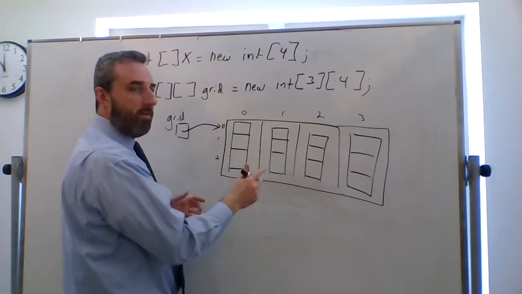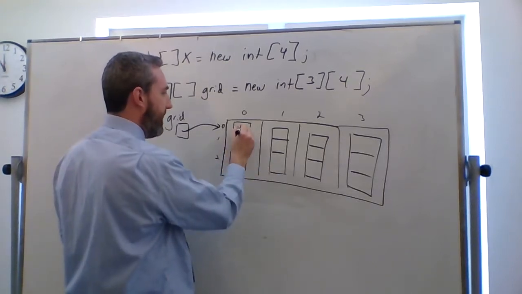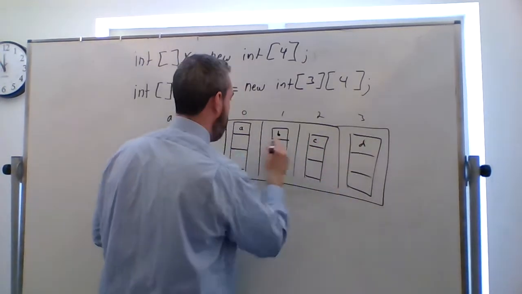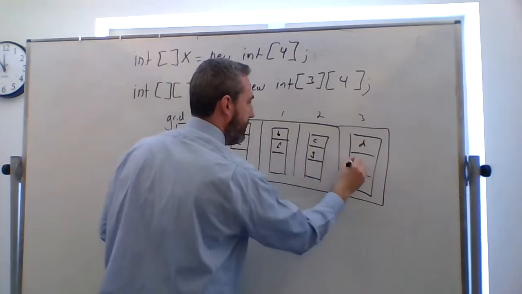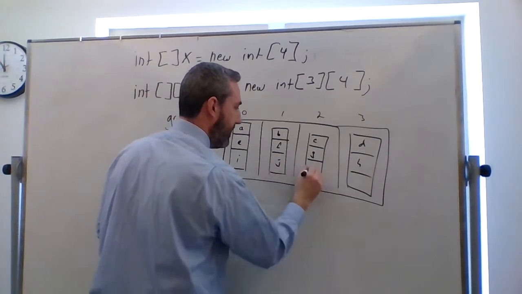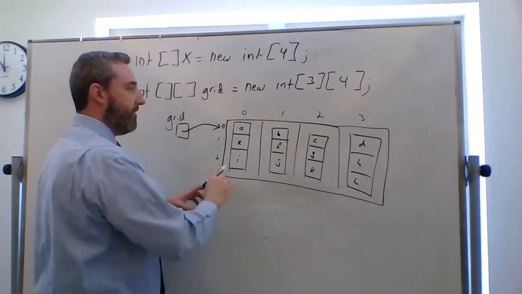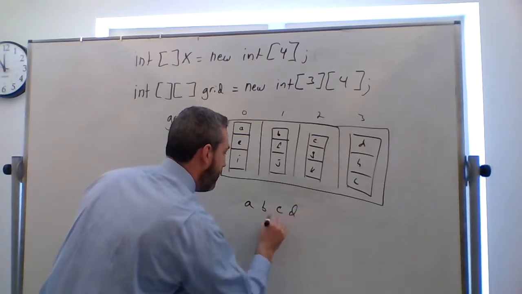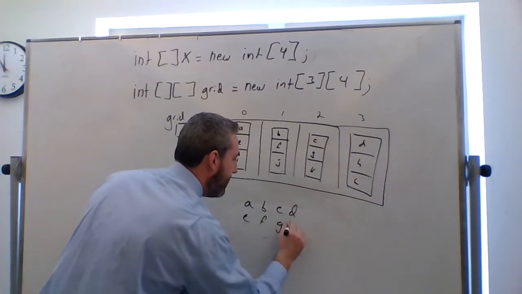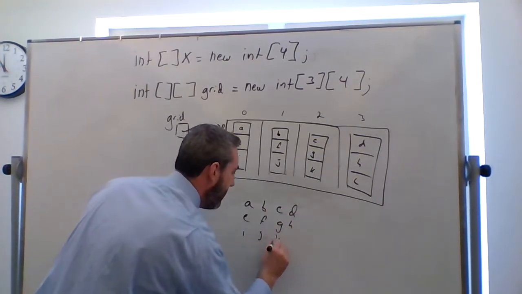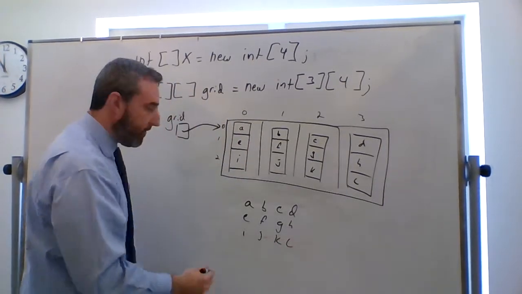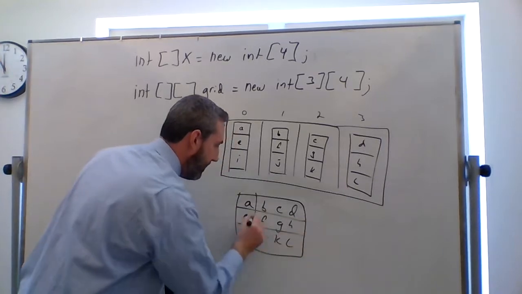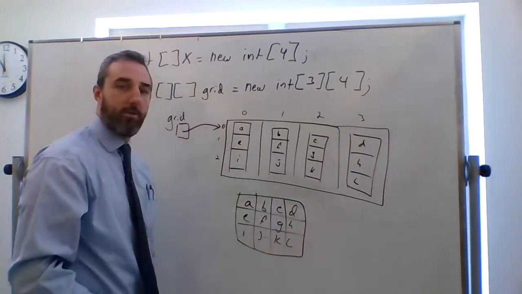So the way I drew this, it looks like a list of lists. But if you blur all these lines, you could say, well, hey, I have A, B, C, D, E, F, G, H, I, J, K, and L. If I got rid of all these lines, what you would see is A, B, C, D, E, F, G, H, I, J, K, L. That looks like a grid. So we can treat this like a 3x4 grid.